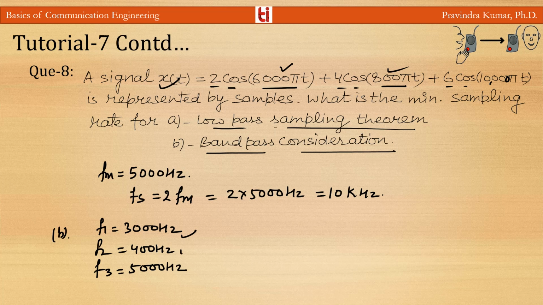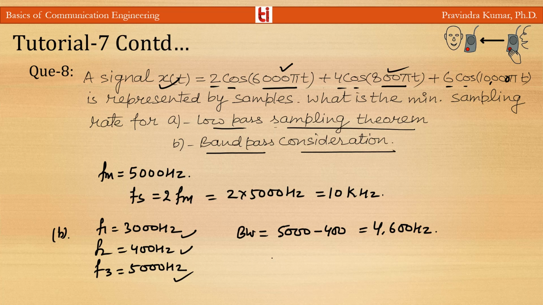So 3400 and 5000 hertz. So the bandwidth, the difference between maximum 5000 and minimum 400 hertz, is 4600 hertz. So from the band pass sampling theorem, the value of the k factor is fm by b, which will be 5000 by 4600, or 1.086, so k is equal to 1.